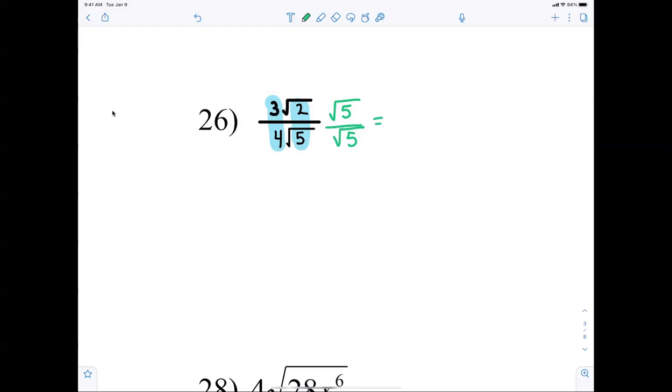So the top becomes 3 radical 10 over 20. Can I reduce the 10 and the 20? No, one's irrational and one is rational. That's the answer. Everybody good with that? All right, here we go.